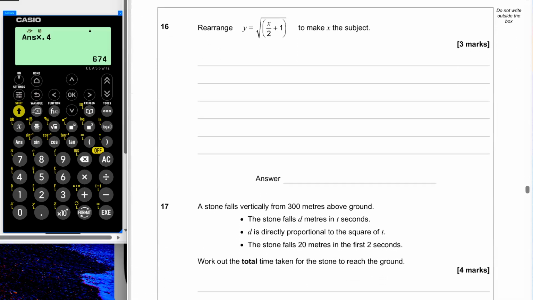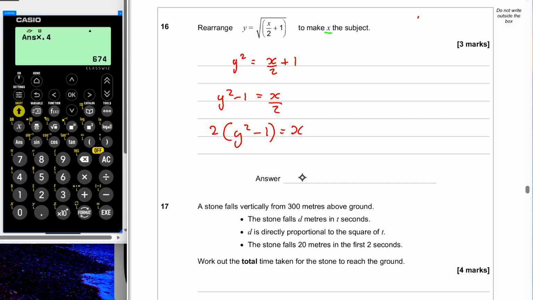Right, question 16. Rearrange y is equal to the root of x over 2 plus 1, to make x the subject. Let's change pen color back to red. Okay, so my first step is I want to square both sides. So y squared is going to be equal to x over 2 plus 1. Then I'm going to minus 1 from both sides. So y squared minus 1 is equal to x over 2. Then I'm going to multiply it by 2. So 2 lots of y squared minus 1 is equal to x.